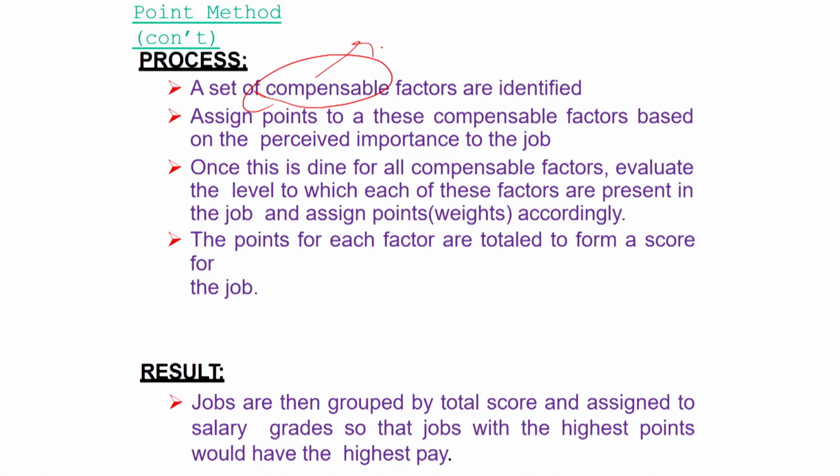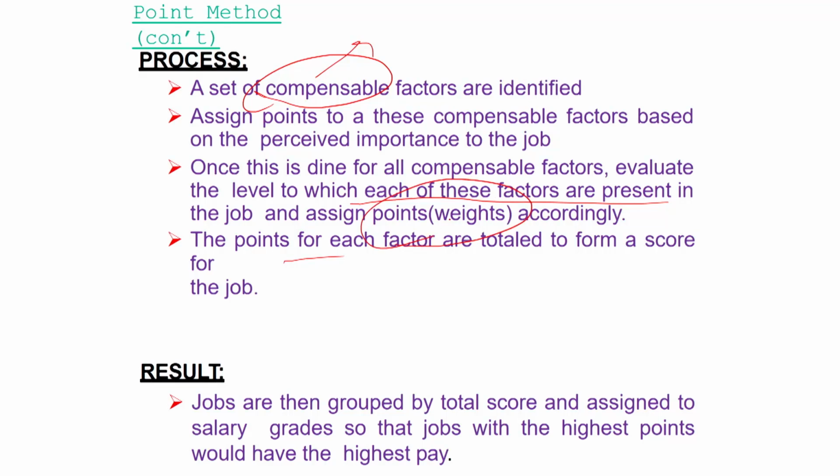Then the points have to be assigned to these compensable factors based on the perceived importance of the job. For example, as I told you, for anyone doing a software building job, the mental factors are of paramount importance. But if somebody is doing a marketing kind of job, the person's communication skill may be of paramount importance. So once this is done for all the compensable factors, we have to evaluate the level to which each of the factors is present in the job, and then we assign weights.